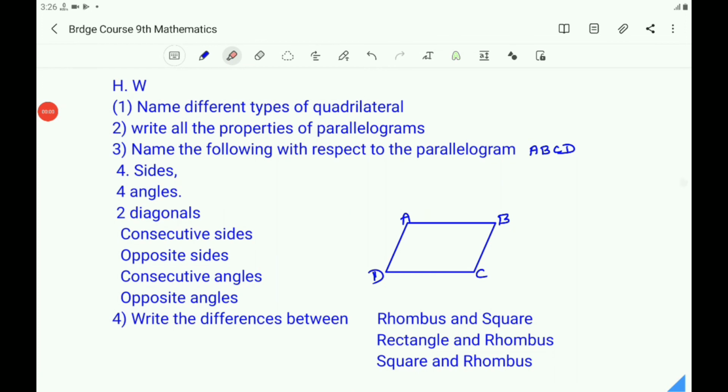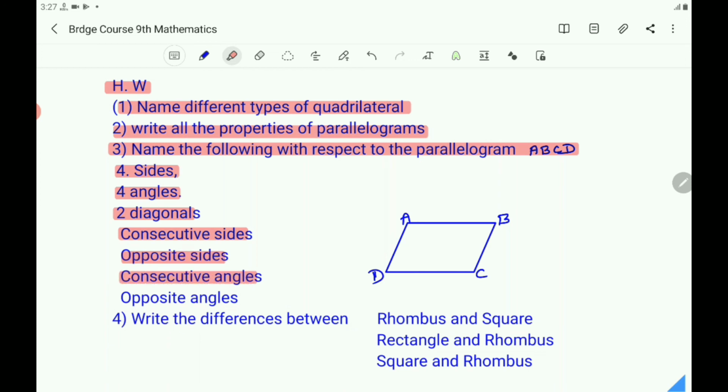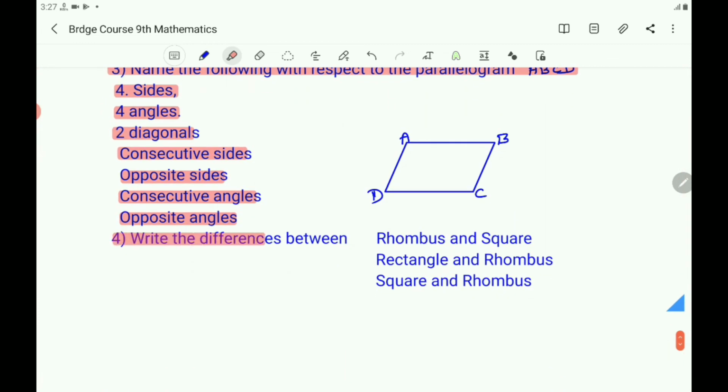Children, here is a homework for you. First one, name different types of quadrilateral. Second, write all the properties of parallelograms. Third one, name the following with respect to the parallelogram ABCD. Here is a parallelogram ABCD. Here what you have to name? Name 4 sides, name 4 angles, name 2 diagonals, name consecutive sides, name opposite sides, name consecutive angles, name opposite angles. Now the fourth question, write the differences between rhombus and square.